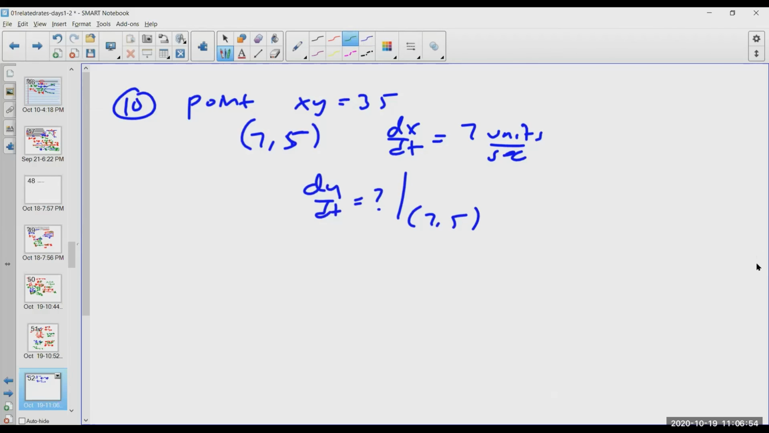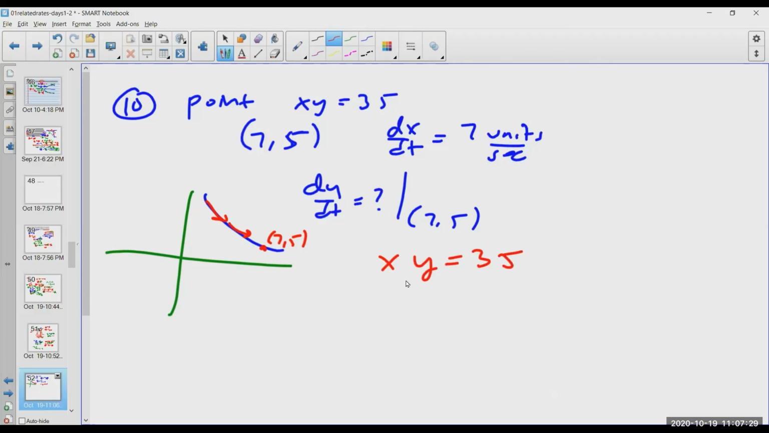Okay, guys, look at number 10. This is very similar to the warm-up that we did today. You've got this graph, x times y, equal to 35. They're saying, when you're traveling on this path and you're at 7.5, what's your dy/dt? Well, let's look at this. We've got a picture. We know x, we know y. What's our equation going to be? Do you see that's the equation?